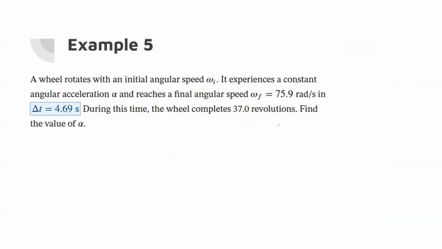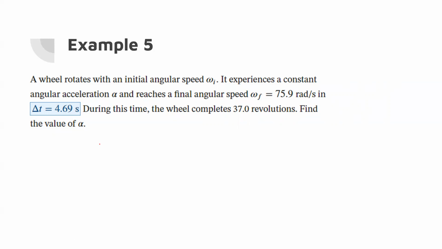Now we're going to do an example with the angular kinematics instead of the linear kinematics. And so with this one, it says a wheel rotates with an angular speed omega initial. It experiences a constant angular acceleration and reaches a final angular speed of omega final equals 75.9 radians per second in a time t equals 4.69. During this time, the wheel completes 37 revolutions. Find the value of alpha.